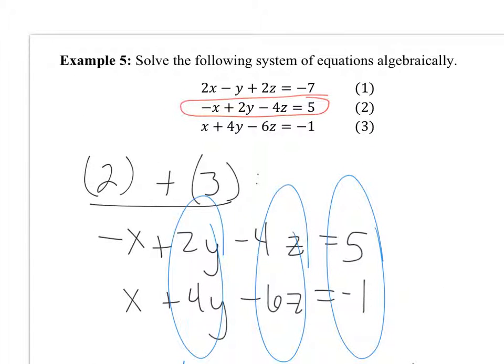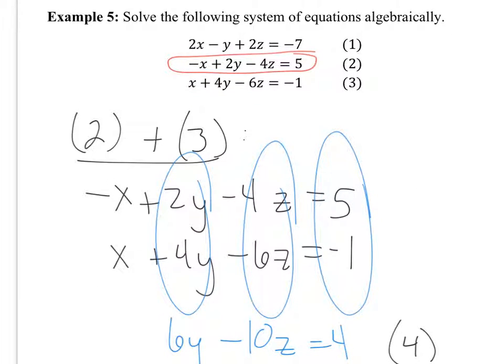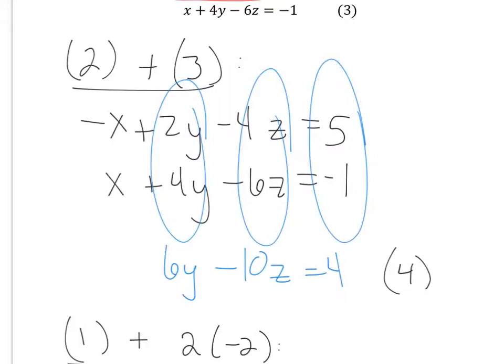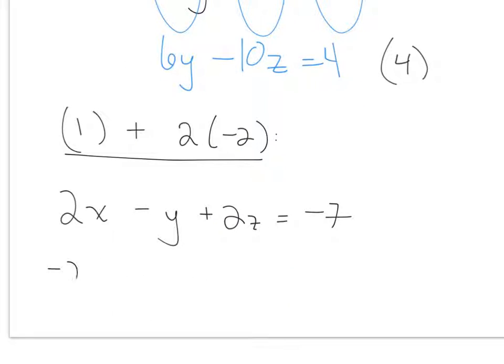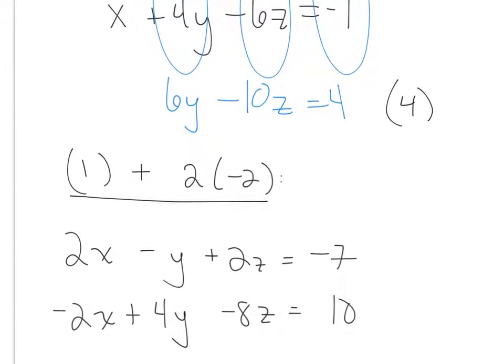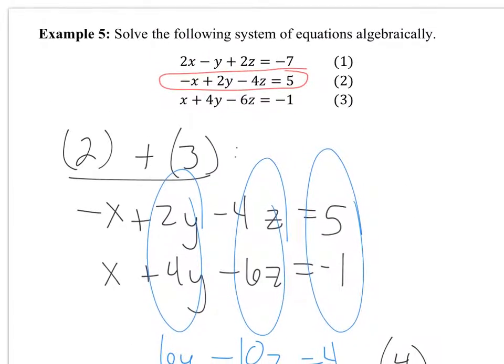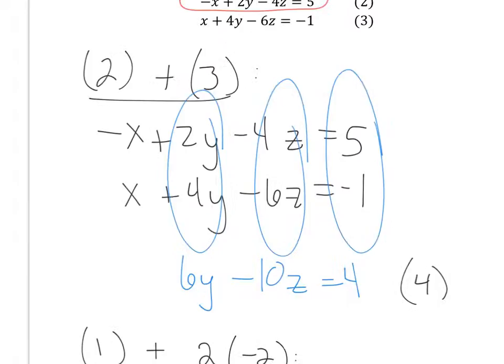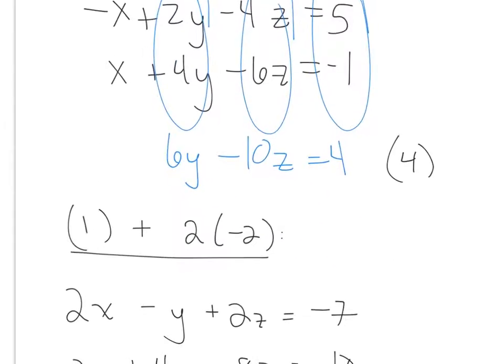And then I'm going to double equation 2. So that's going to be negative 2, 4, negative 8, 10. I'm just remembering the numbers so I can recopy it down easy. Let's see if I did that right. Good.